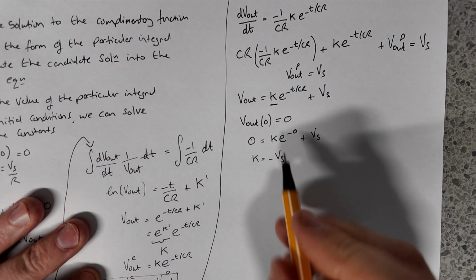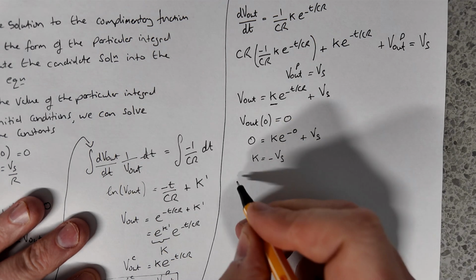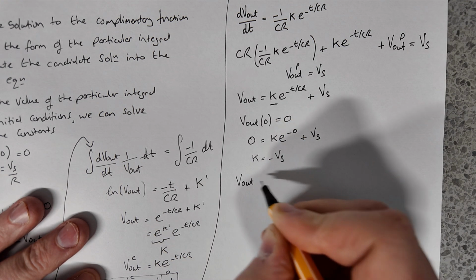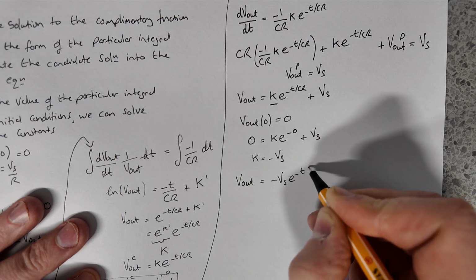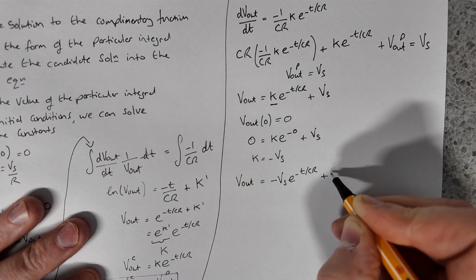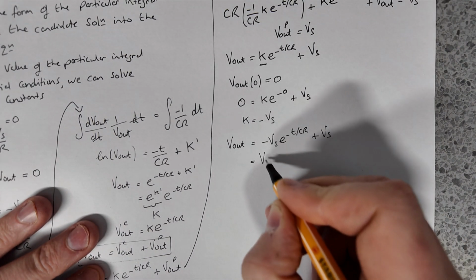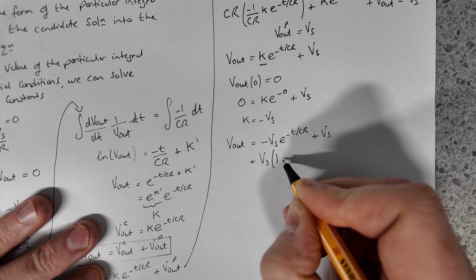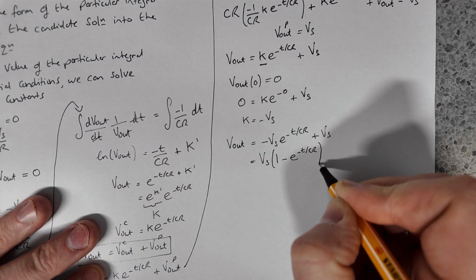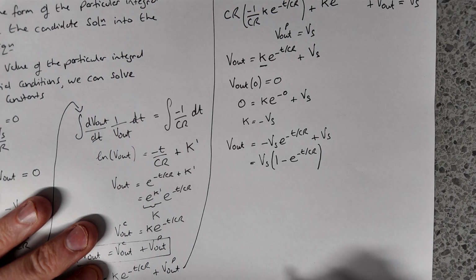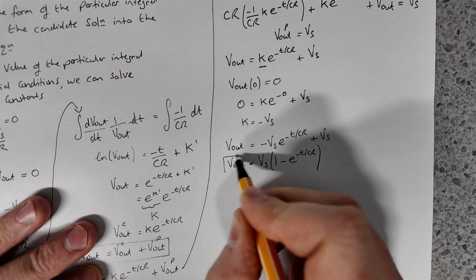So if we substitute this value of k back into here, we've got V out equals minus Vs e to the minus t over CR plus Vs, which we can write a bit more intuitively as Vs times 1 minus e to the minus t over CR, which we've already seen from the slide earlier is in fact the answer.